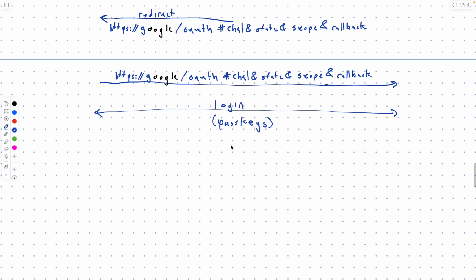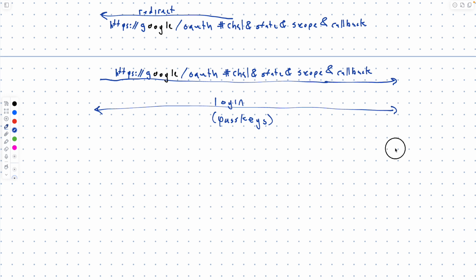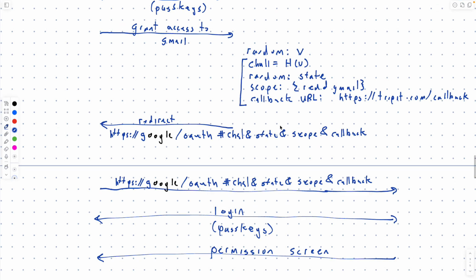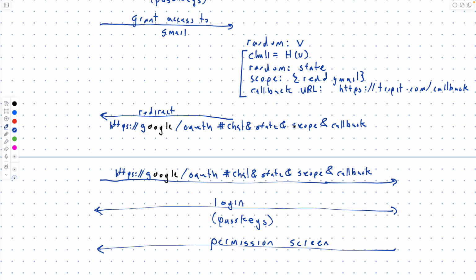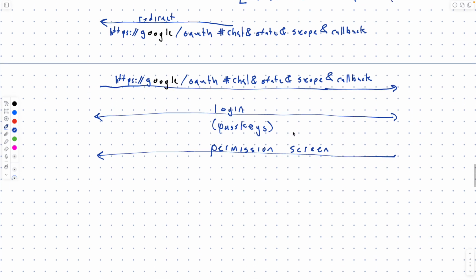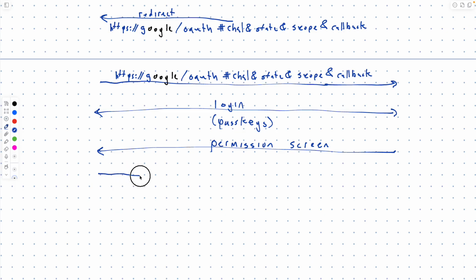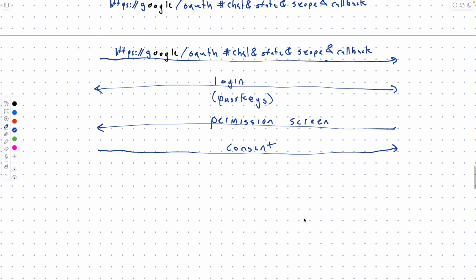Okay, and what Google will do is it will send a permission screen, basically saying, okay, there's this TripIt app, and it's trying to read your Gmail. Do you want to allow that or not? Okay, and so then the user will consent to it, we'll assume that they do. Okay, and then Gmail will say, okay, great. I'm going to create a token that TripIt can use to read your Gmail.